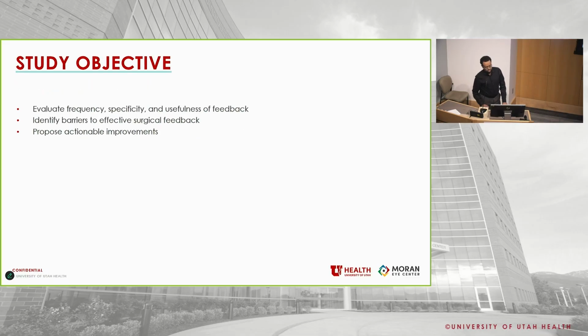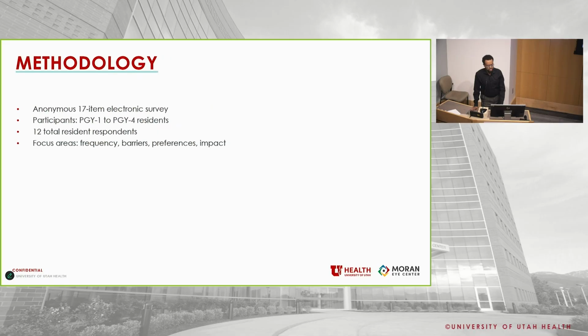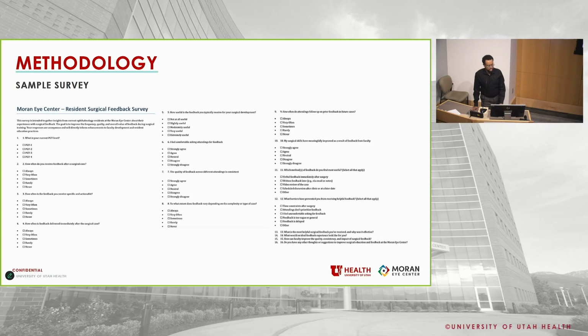The study objective was to evaluate the frequency, specifically the usefulness and specificity of feedback here at the Moran, identify any barriers to effective surgical feedback, and then propose actionable improvements. So this was an anonymous 17-item electronic survey sent to the residents. Participants were from PGY1 to PGY4, 12 total respondents, and focus areas were frequency, barriers to feedback, preferences, and then impact on surgical acumen and training. This is what the survey looked like, and I'll go into the results here.